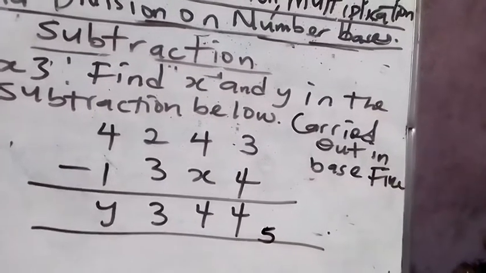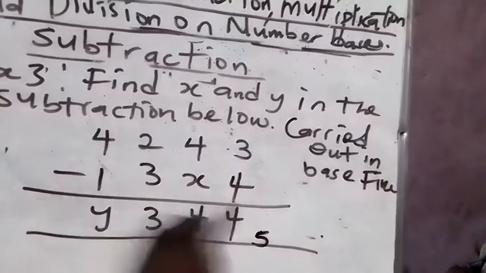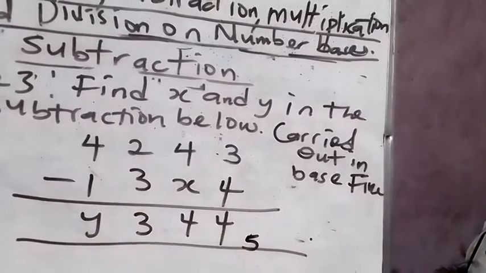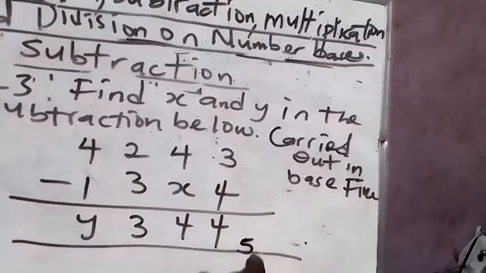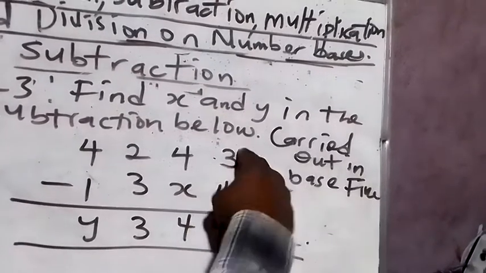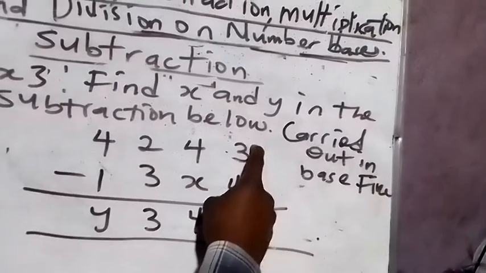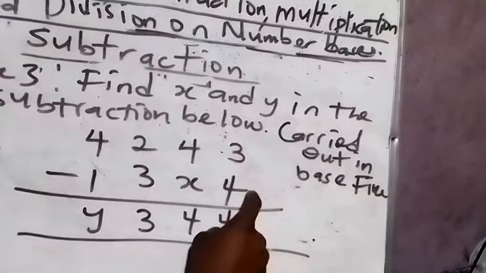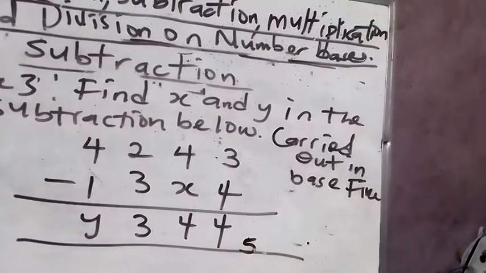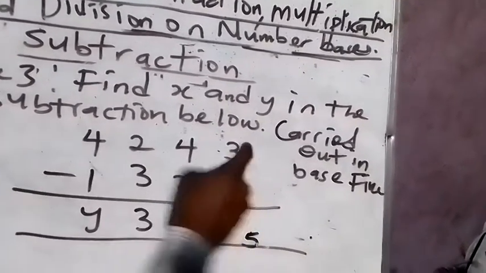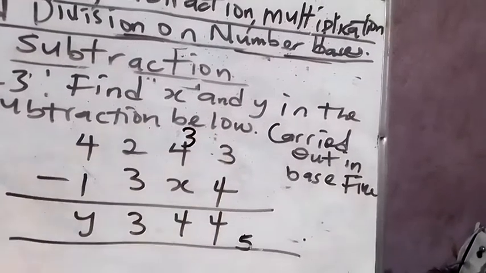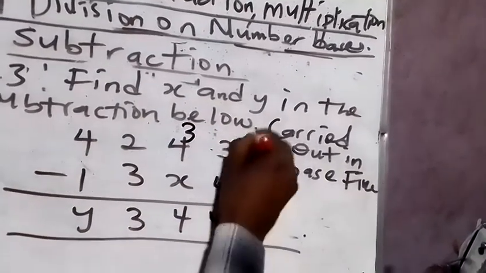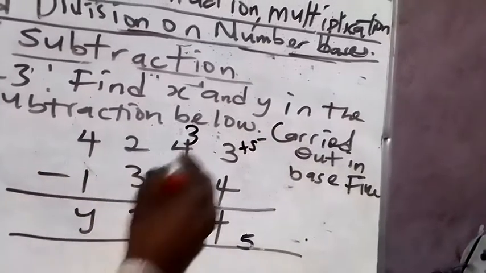Now, I told you we cannot take away 4 from 3. It's not possible. That means when they did the borrow base, 5 plus 3 is 8. And you know, 8 minus 4 will be 4. And I told you, anytime they carry base, the number in front will be reduced by 1. Definitely, this guy has turned to 3 because they carried base here. It's going to be reduced by 1.